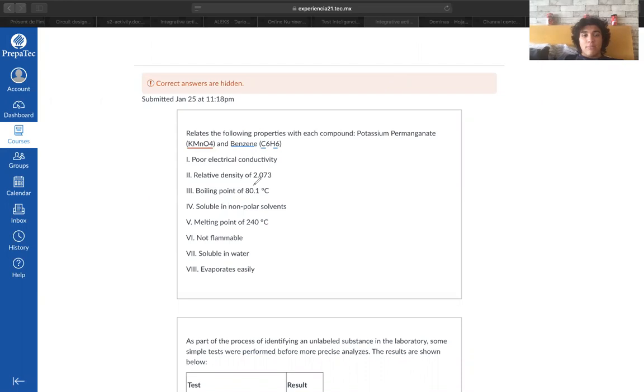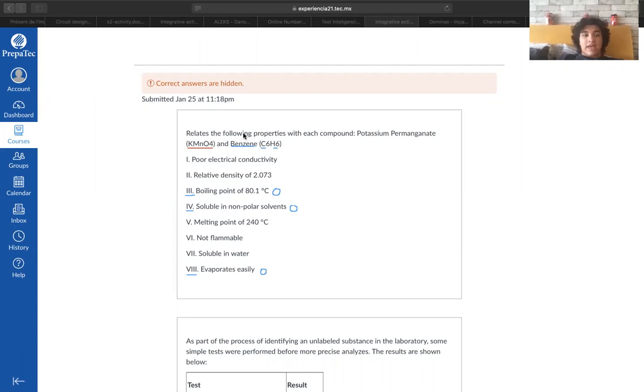So, first of all, boiling point 80, because it is less than 100, it means it is organic because it is below 100, and that is a property of organic compounds. Then, evaporates easily. It is also a characteristic of organic compounds, therefore it relates to benzene again. And last of all, soluble in non-polar covalent solvent, sorry. It is also an organic property, so therefore it goes with benzene.